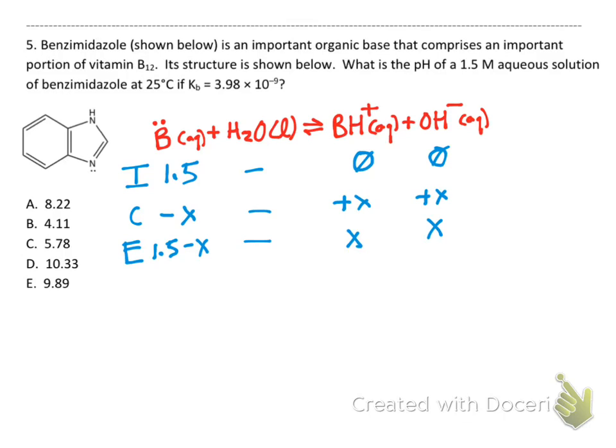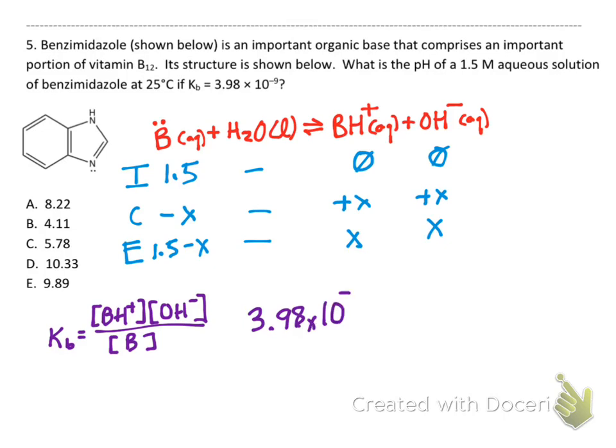So we're halfway done with this problem. Now we need to write out our equilibrium expression. So Kb, we have our products over our reactants. Now let's plug in our numbers. It's 3.98 times 10 to the negative 9th. That's our Kb, is equal to x times x, which is x squared, over, and once again, this minus x is going to be negligible compared to the 1.5 molar already present. So we can just get rid of that. And this is just 1.5.